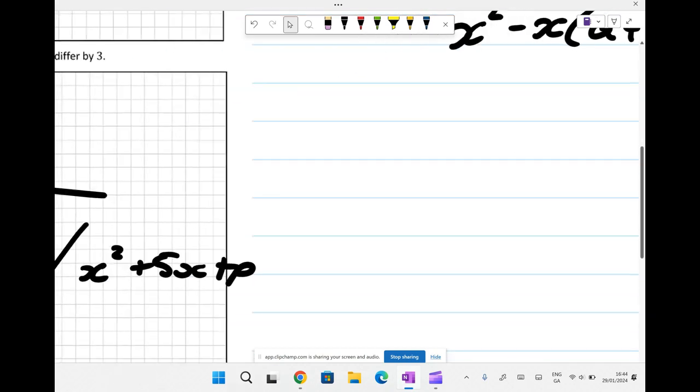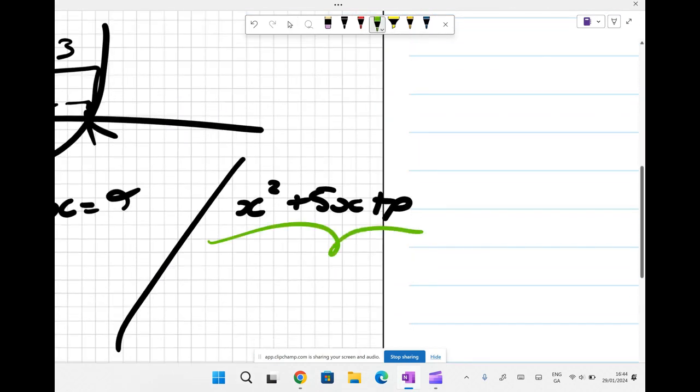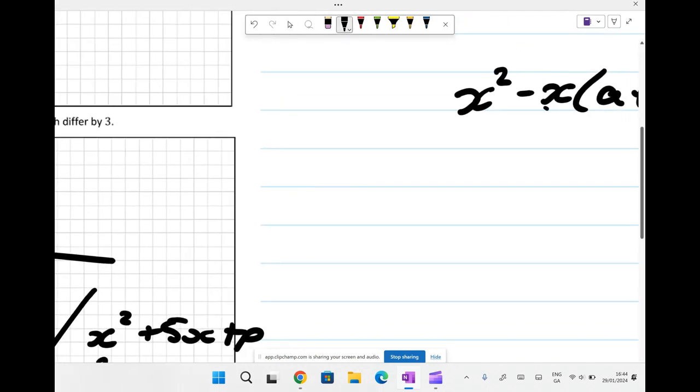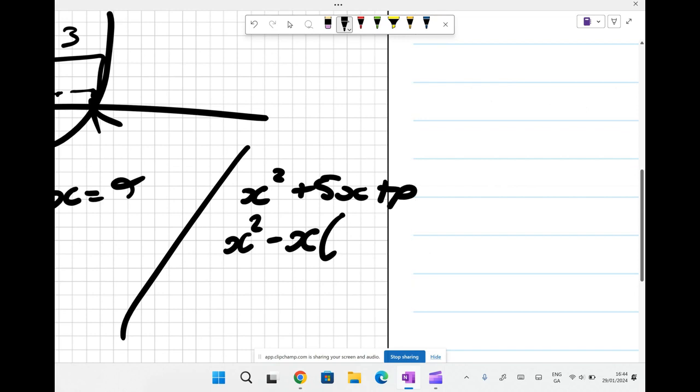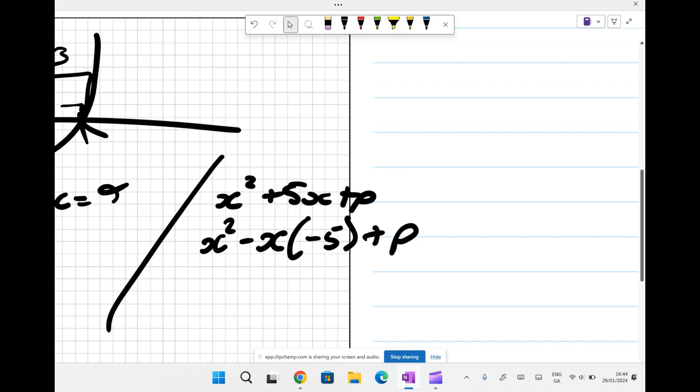So if we actually go ahead and write this equation like that, x squared, we want a minus x because we have the minus x here. And so how are we going to get the plus 5x when they're multiplied? Well, we're going to need a minus 5 in the brackets as well. So then minus 5 times minus x is going to be plus 5x. And then we're going to have the plus p at the end, and it's going to be ab.